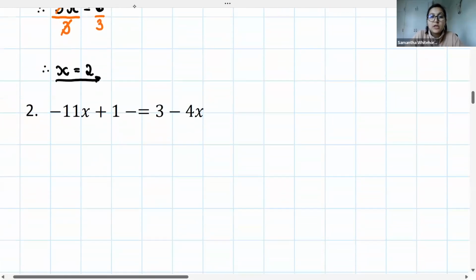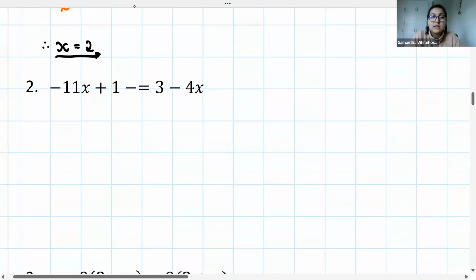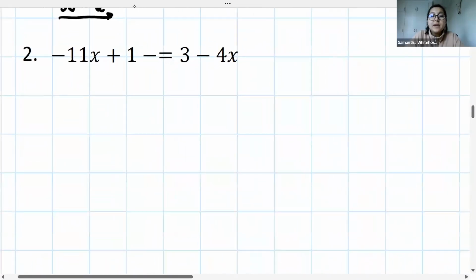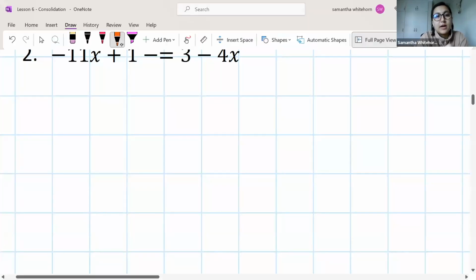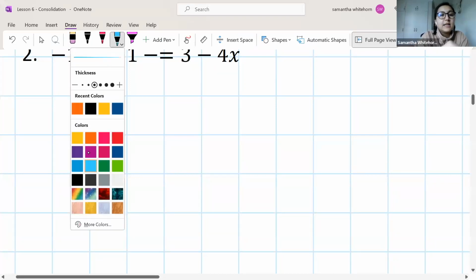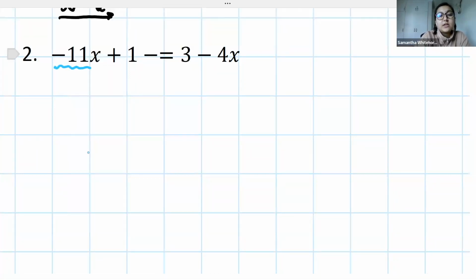So let's have a look at question 2. I'll make this smaller in a second for you to screenshot. What we've now been given is a situation where we have an x term on both sides and a constant term on both sides. If we look at our equation, I can see I've got a negative 11x on the left and a minus 4x on the right. And I've also got a plus 1 on the left and a 3 on the right.